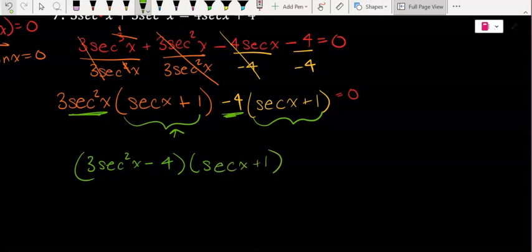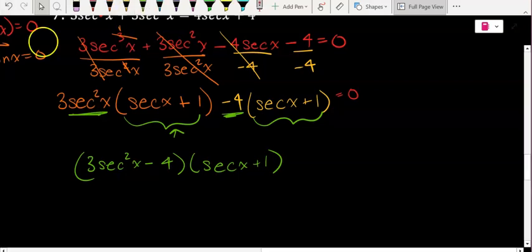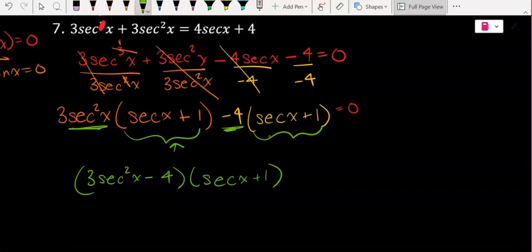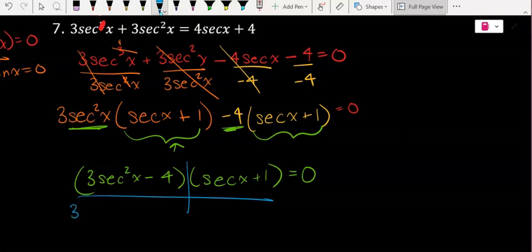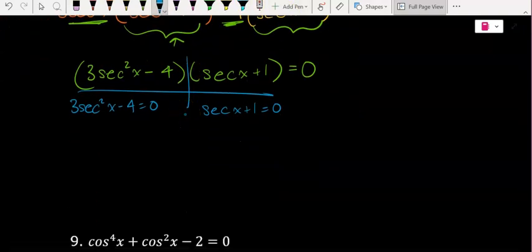I could distribute this all out and multiply it out, and it is going to bring me right back to where I started with the 3 secant cubed x plus 3 secant squared x minus 4 secant x minus 4. And then this is all set equal to 0. Now, just like before, I'm going to take both of these and set them up as separate equations. So now I have 3 secant squared x minus 4 is equal to 0, and then I have secant x plus 1 is equal to 0. And then I'm just going to solve those.